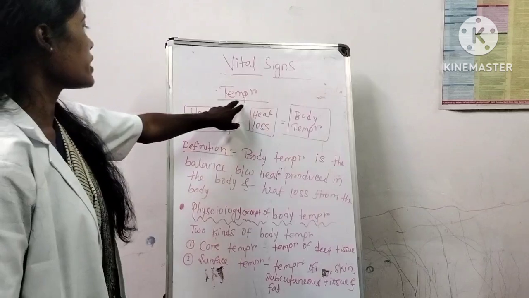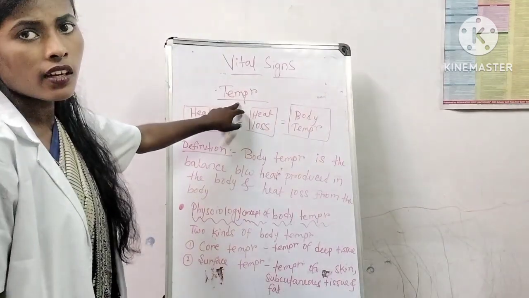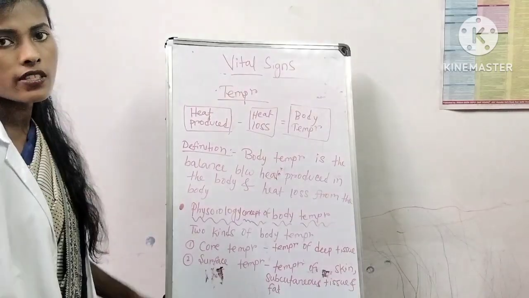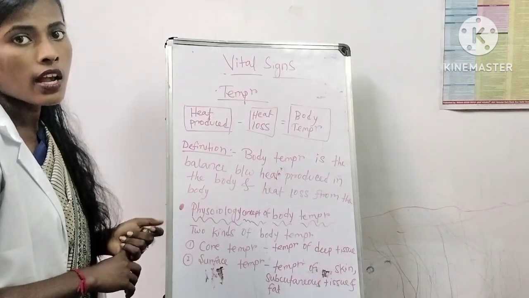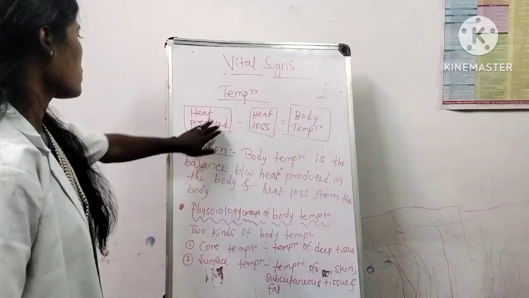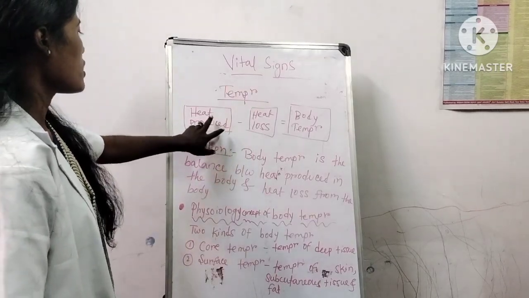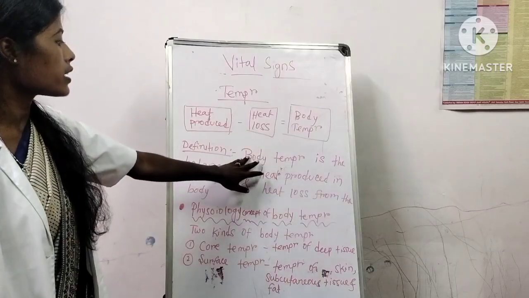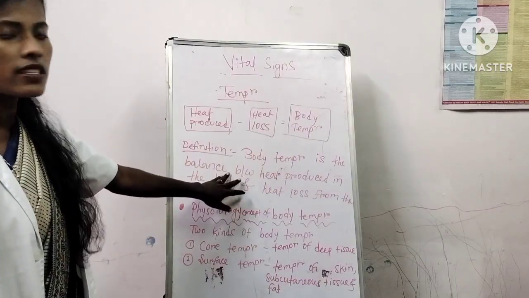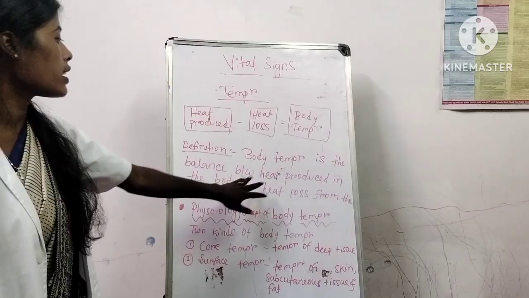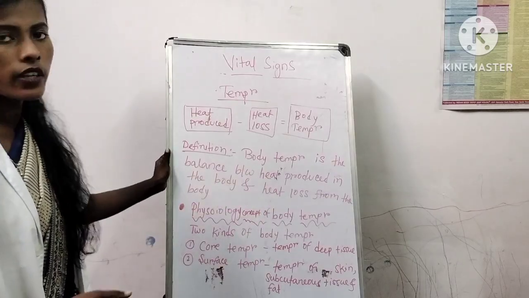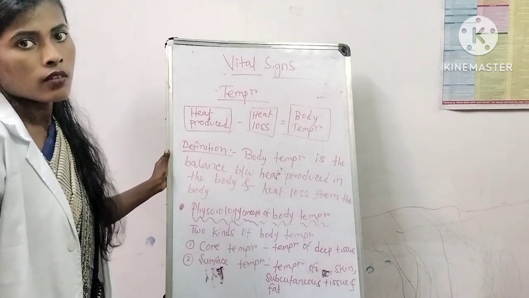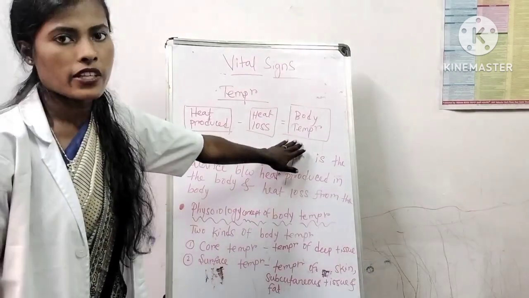So now we are seeing temperature. First we are seeing the definition of temperature, the physiology concept of temperature, the sites of temperature and the types of temperature. Heat produced minus heat loss equals body temperature. Body temperature is the balance between heat produced in the body and heat lost from the body. How much heat is produced in our body and how much heat is lost, the balance between them is what we call body temperature.